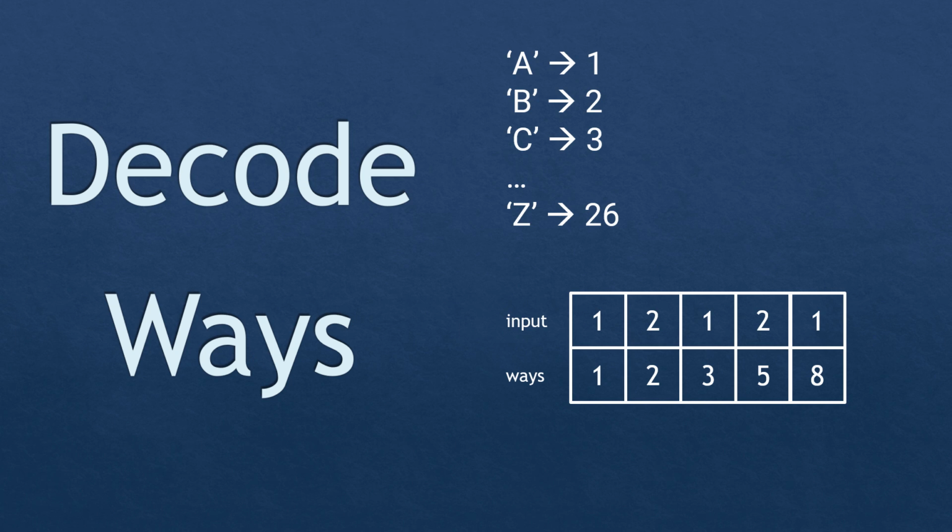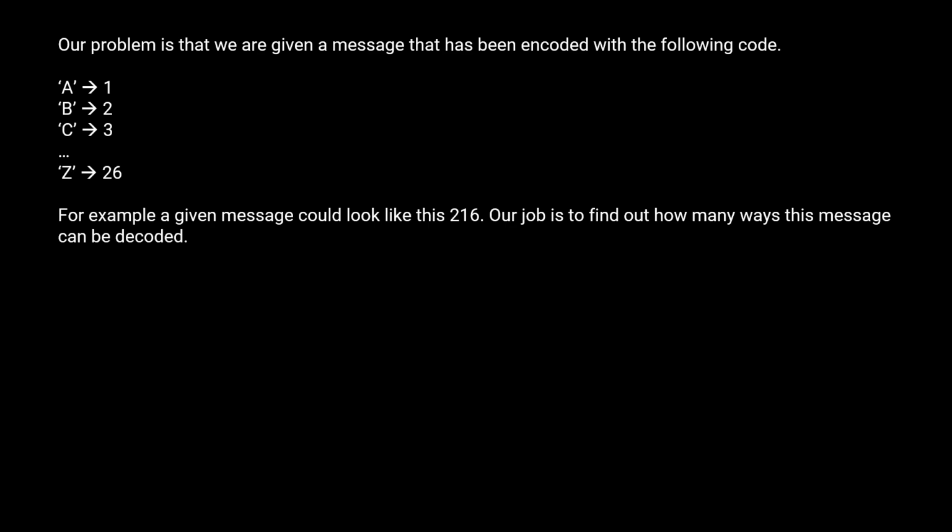Hello everyone. In this video, we're going to look at the Decode Ways problem. Our problem is that we've been given a message that is encoded in the following way. An A goes to a 1, a B goes to a 2, a C goes to a 3, and so on until a Z goes to a 26. Basically, a letter goes to the order it is in the alphabet.